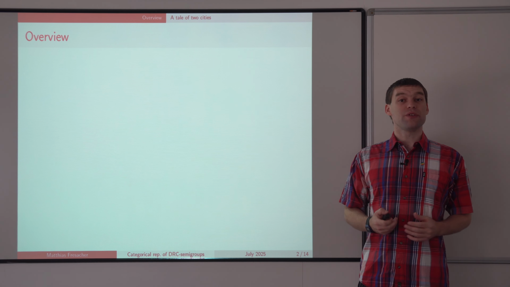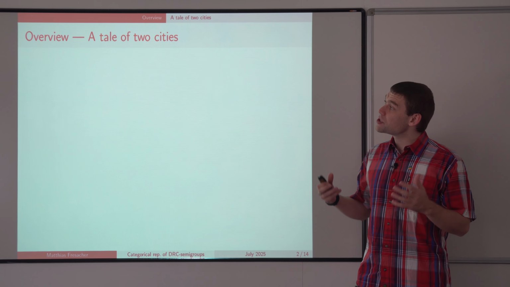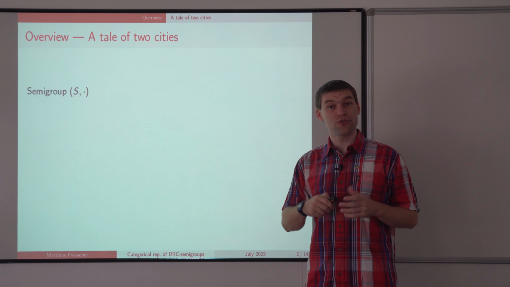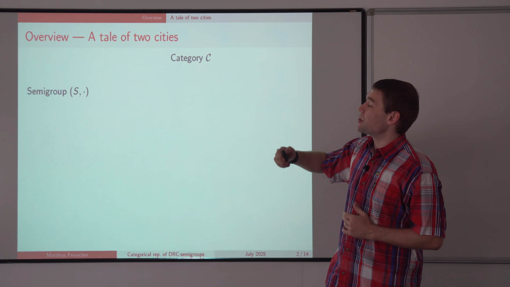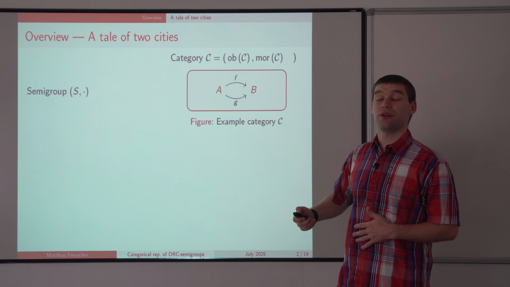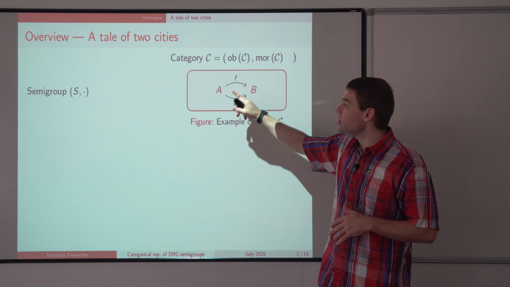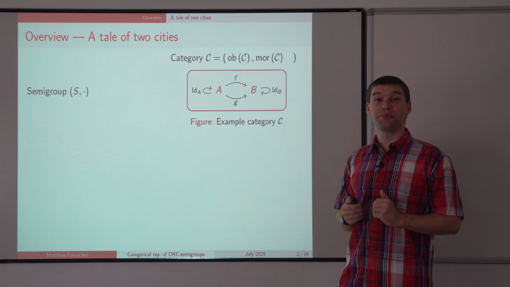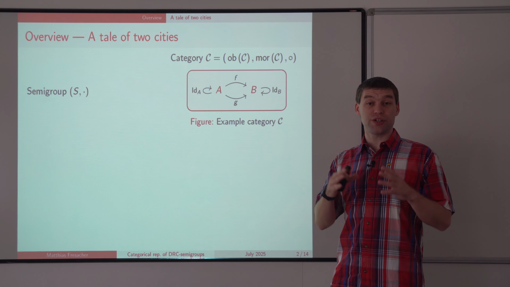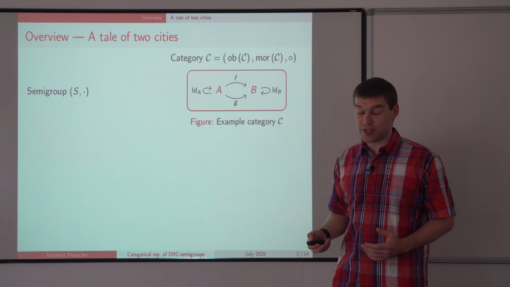To begin with, I'm going to give you a quick overview of this talk, which is going to be a tale of two cities. On the one side, we have semigroups, and on the other side, we have categories, which we can think of as a collection of objects, a collection of morphisms that are maps between our objects, where every object has an identity morphism, and a composition operation of the morphism that is associative.